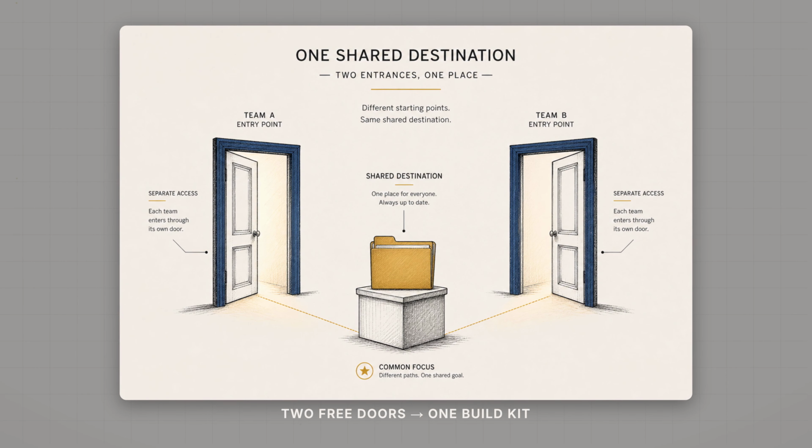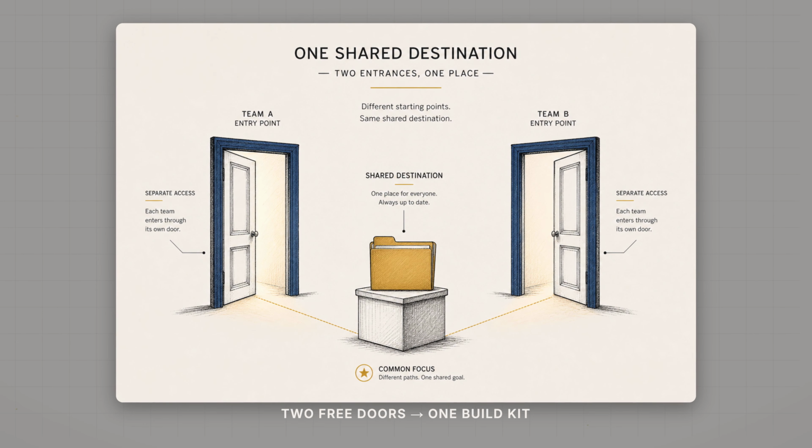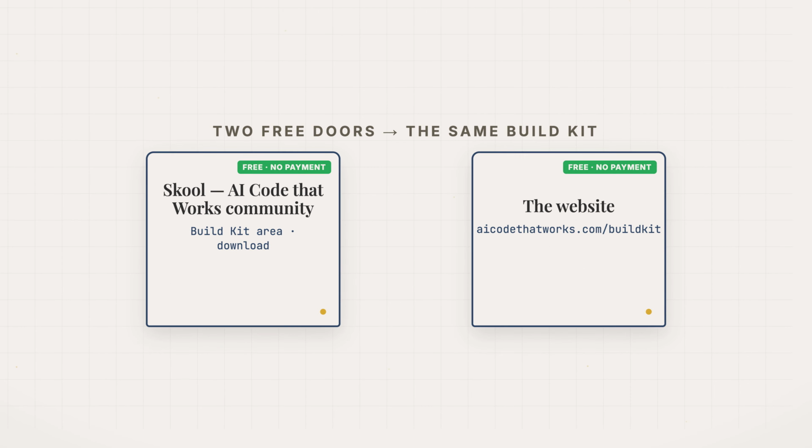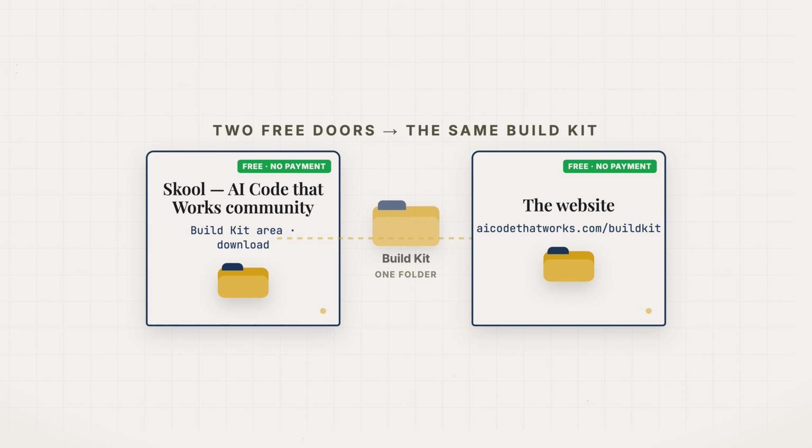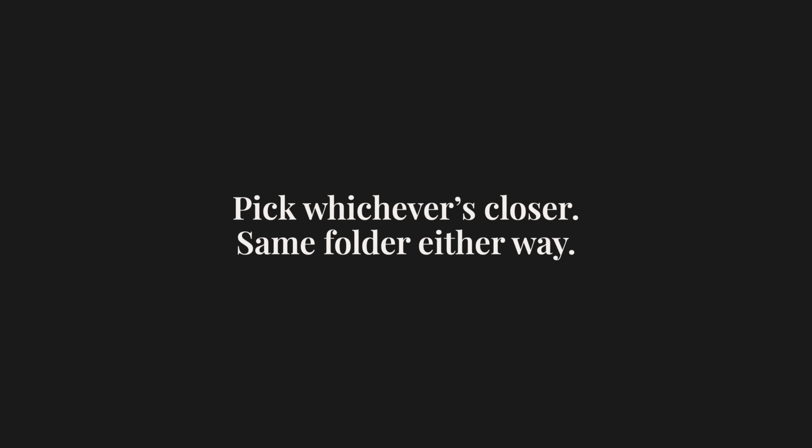So how do you get it? 2 doors, both free, no payment, no upsell. Door 1, the AI Code That Works community on School. There's a Build Kit area right inside it with a direct download. If you're already in there, it's sitting there waiting for you. Door 2, the website. Go to aicodethatworks.com/buildkit. That's BuildKit, one word, no hyphen. Drop your email in the box, and the download link lands in your inbox a minute later. Same folder either way. Pick whichever's closer.